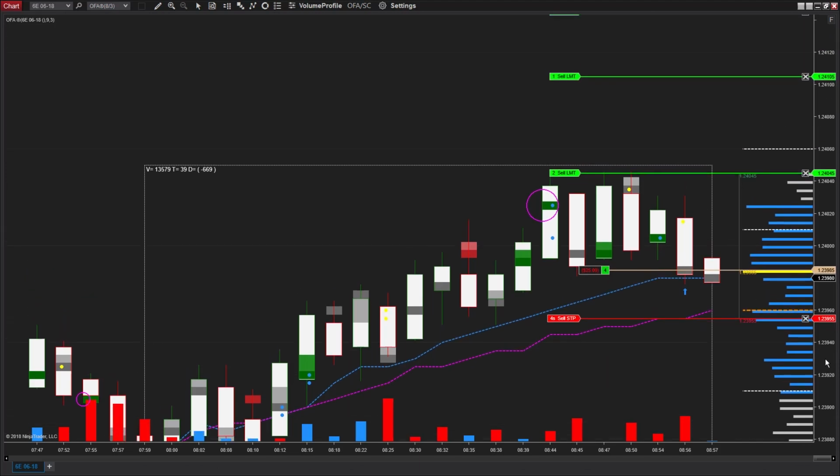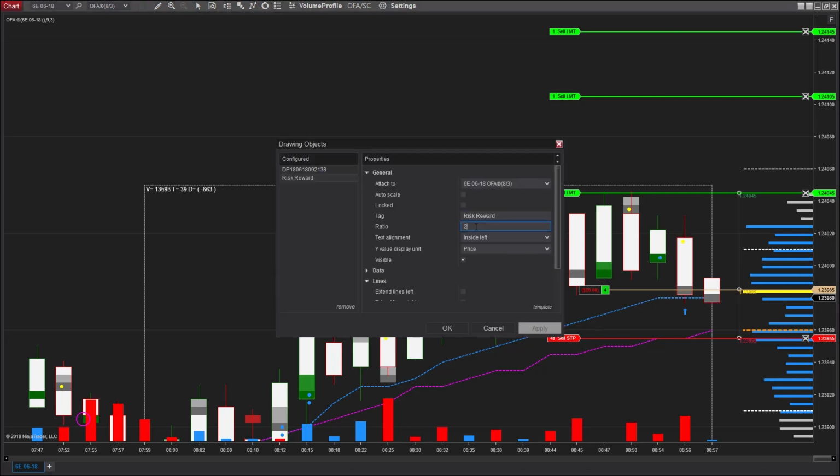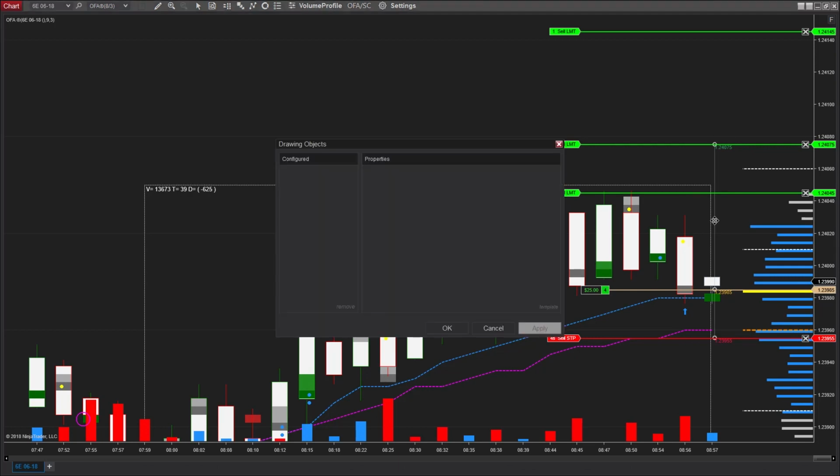Let me move this down just a little bit. And ideally, I'd like for those to come in, let's say, at 3 to 1 and 5 to 1. If I can get 5 to 1 out of a trade, I think that's a pretty phenomenal trade to take. And so what I'm going to do is just quickly go in and change these so that I can see where my 3 to 1 level is, and then I'm going to click it again and do it at 5.